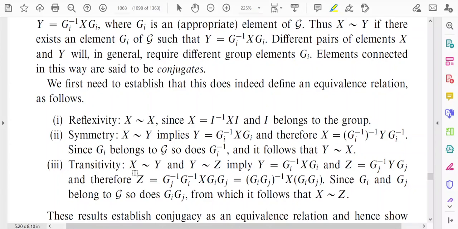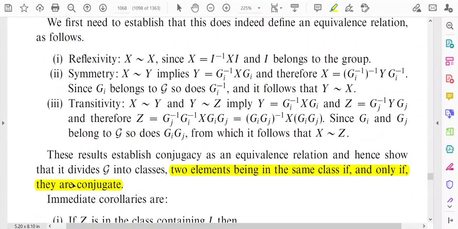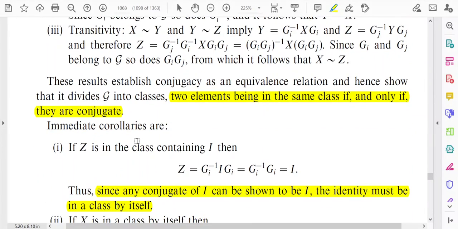Transitivity relation means that if x is equivalent to y and y is equivalent to z, then it follows that x is equivalent to z. And these results establish conjugacy as an equivalence relation and hence show that it divides capital G into classes as per the definition of the equivalence relation. So, two elements are in the same class if and only if they are conjugate. So, there may be some immediate corollaries.